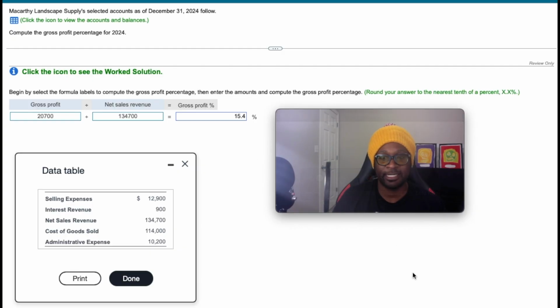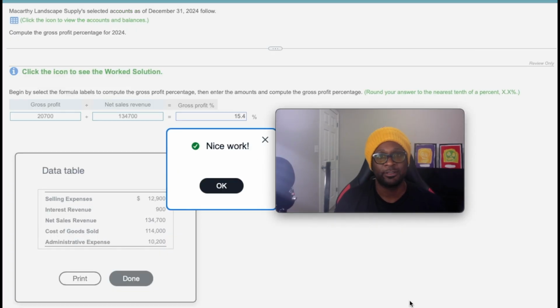So we're going to check the answer. Nice work, gang. So there you have it, gang. A quick and easy illustration of how to properly utilize the gross margin percentage or gross profit percentage formula.